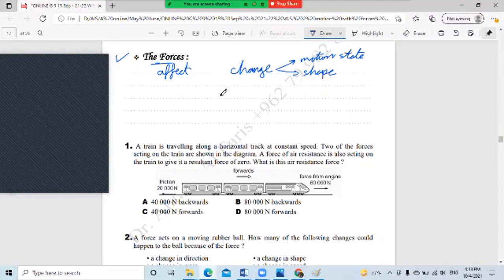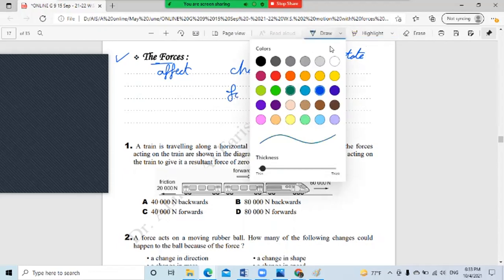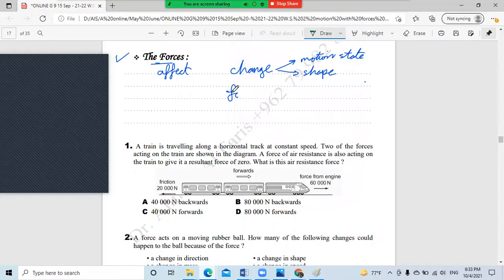Okay, and we said that when we talk about forces, we wrote that in detail. We talk about two things: changing motion or changing shape.